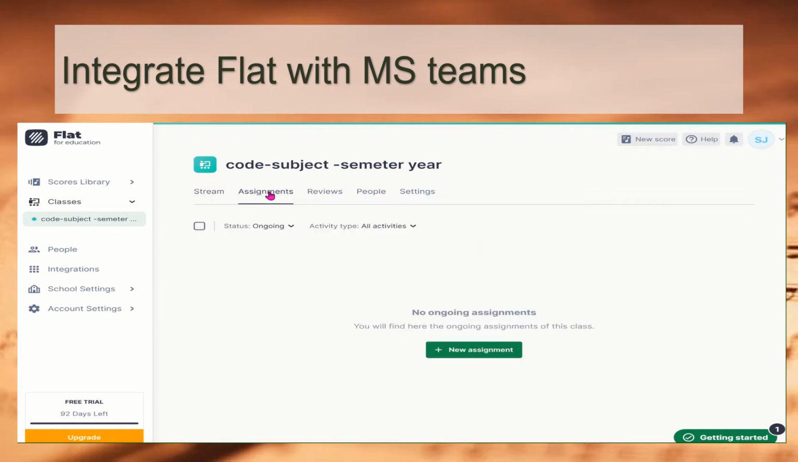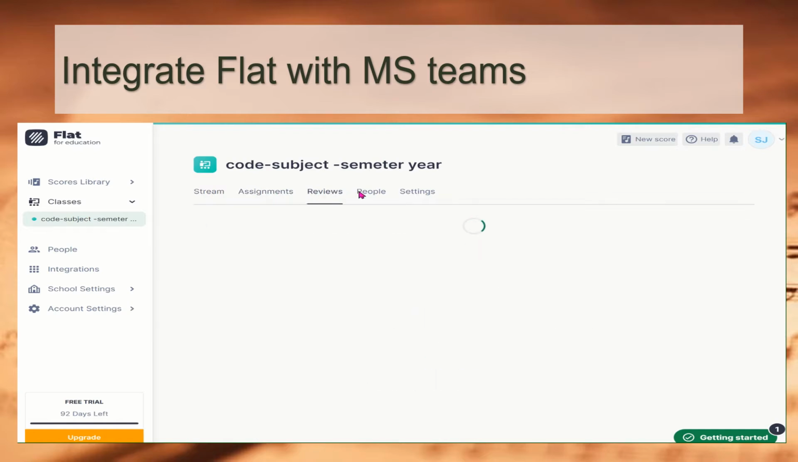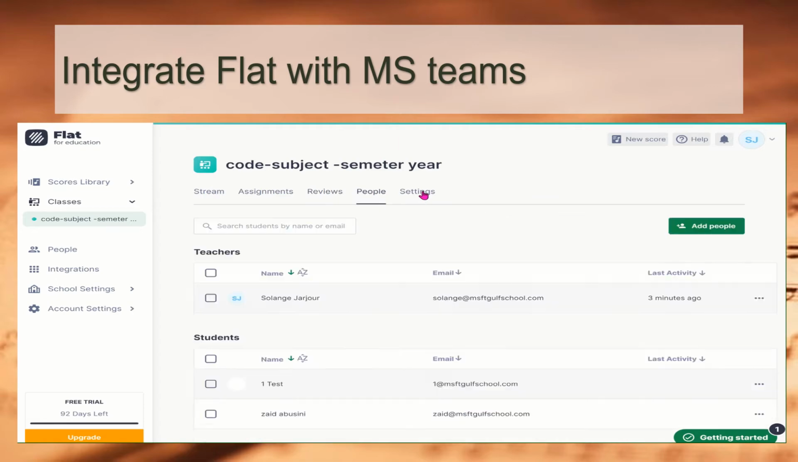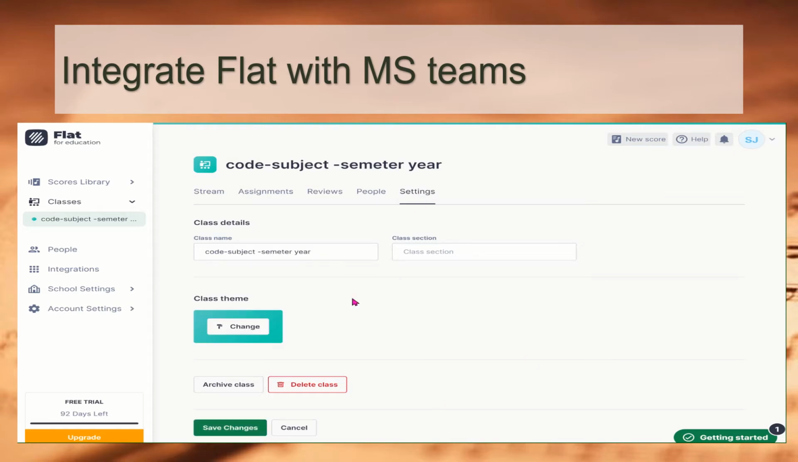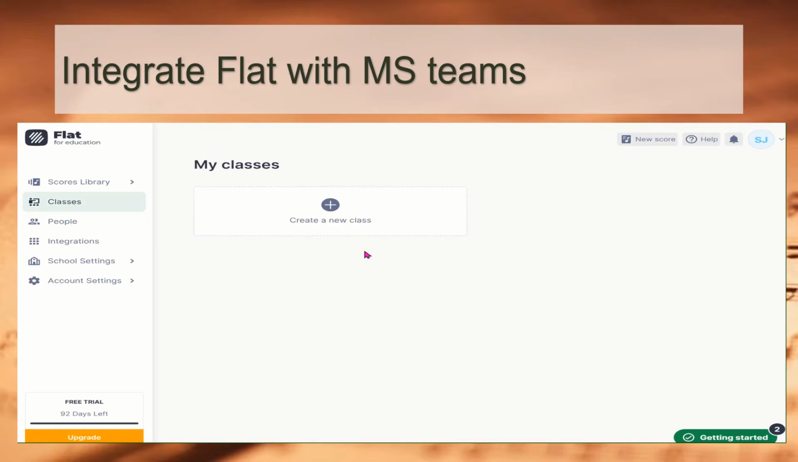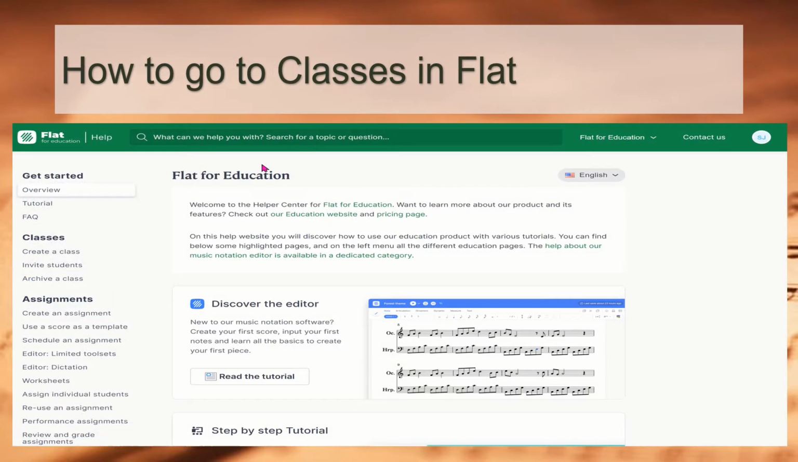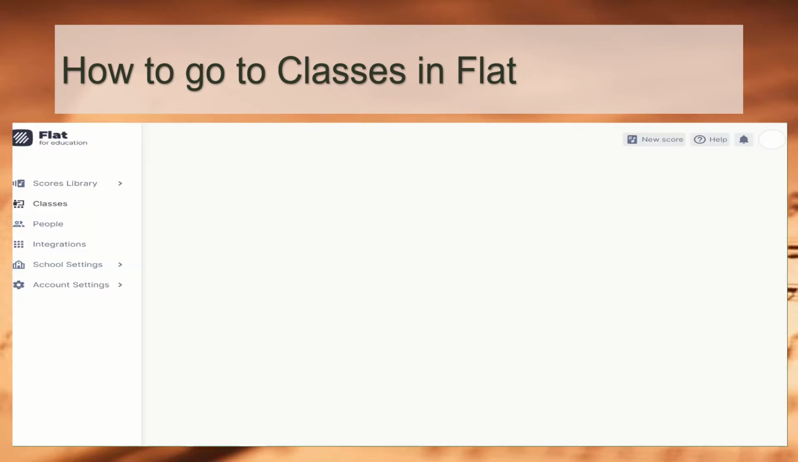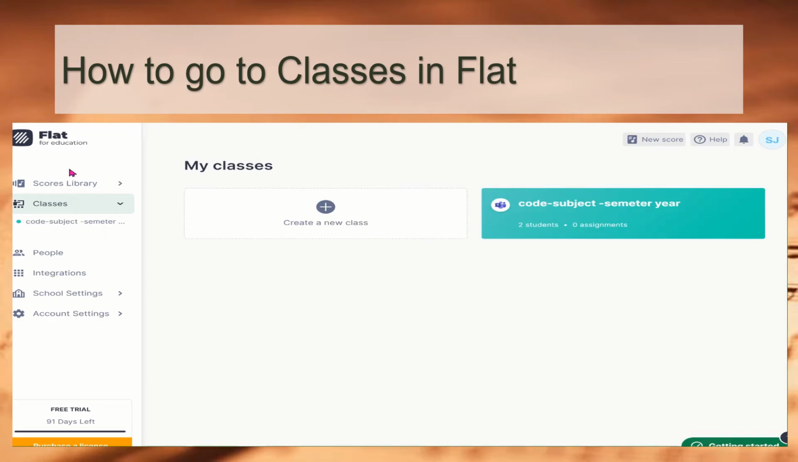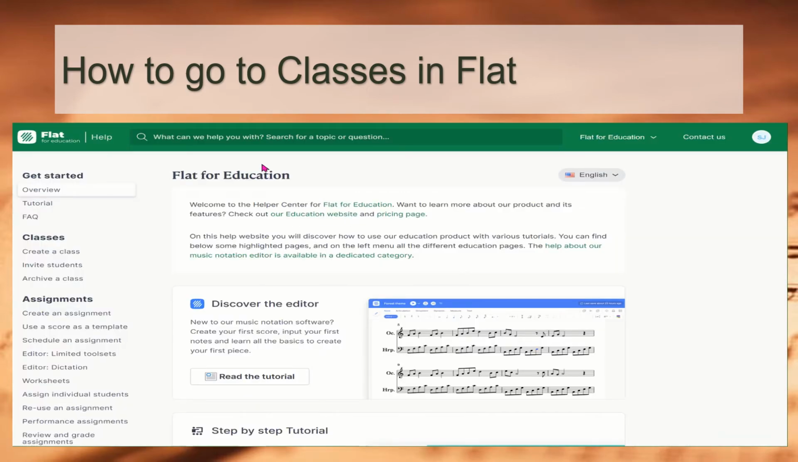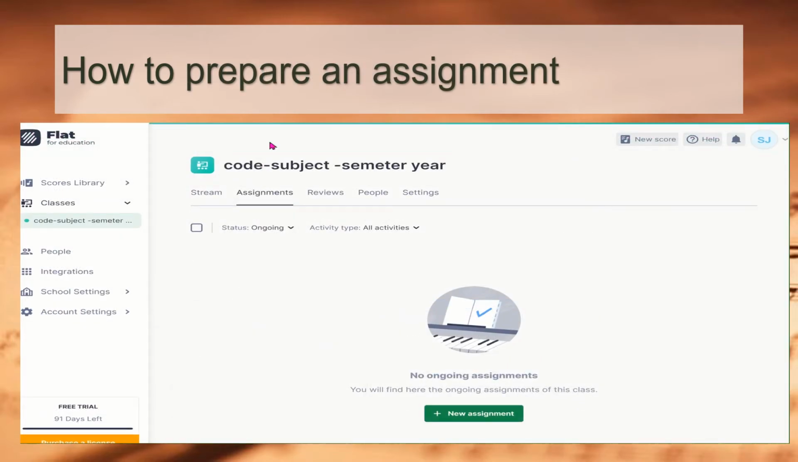Now here you can see the assignment, reviews, people. You will find all your students that were part of this team in Microsoft Teams, and also you can go to settings to change the class theme and so on. Each time you open Flat for Education, you will be directed to this page. Always click on your profile icon in order to go to your classes, scores, and to check more details about your students.